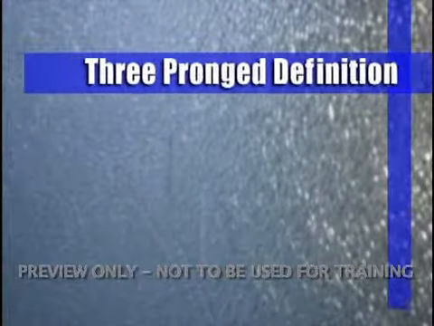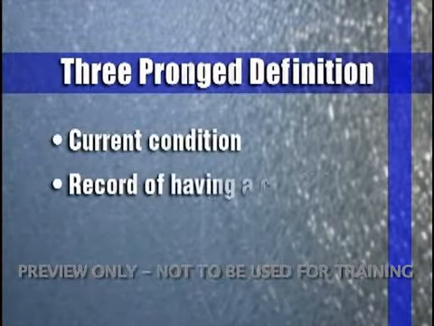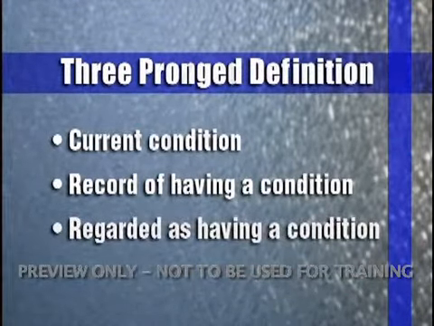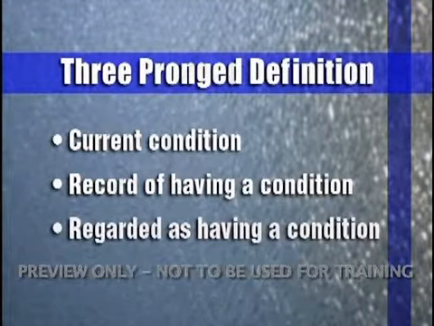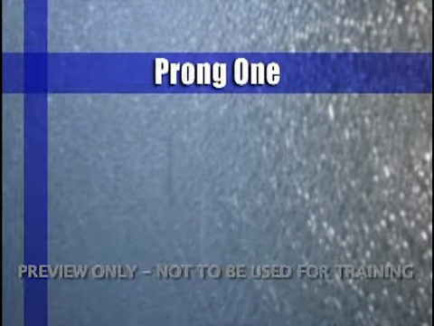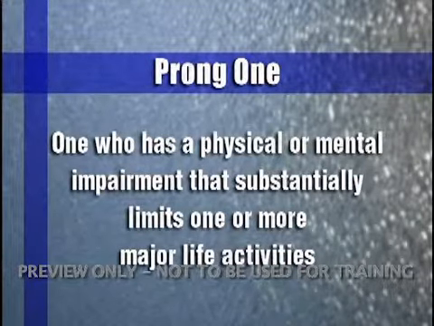The three prongs can be summarized as individuals having a current condition, individuals with a record of having a condition, and individuals who are regarded as having a condition. Let's spend some time discussing each prong. Prong 1 defines an individual with a disability as one who has a physical or mental impairment that's substantial.